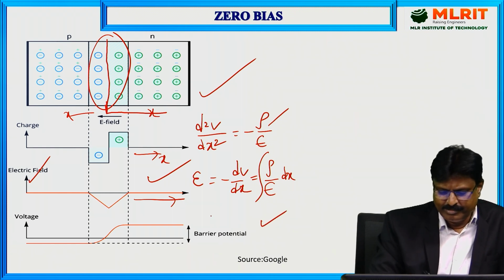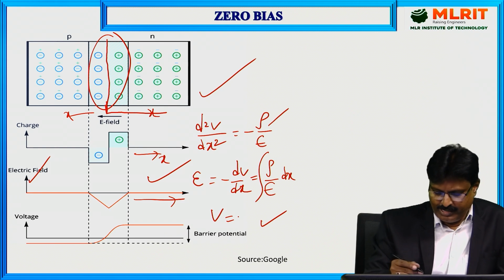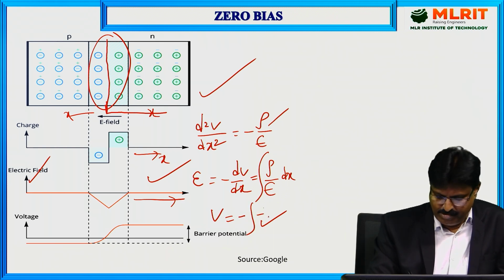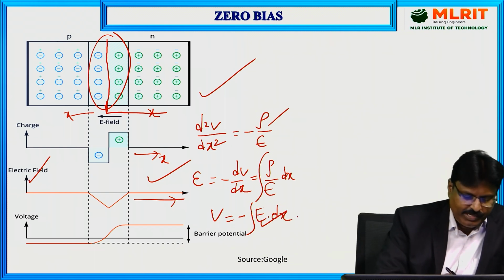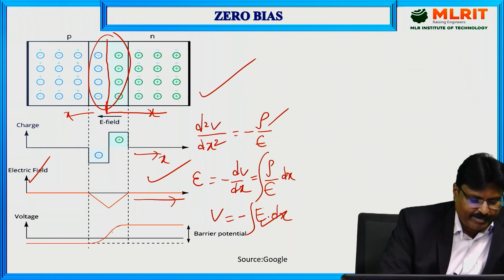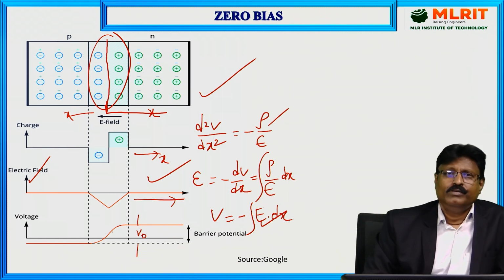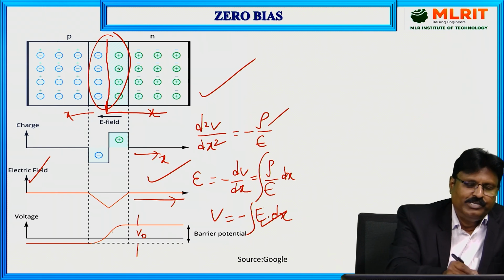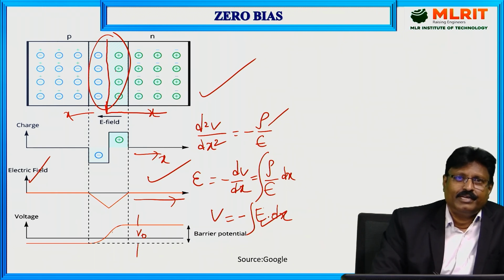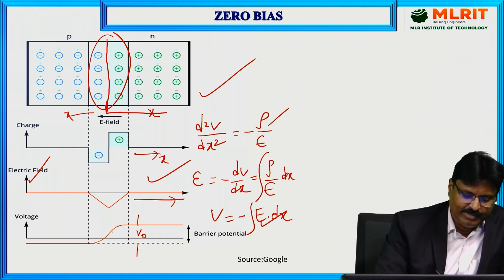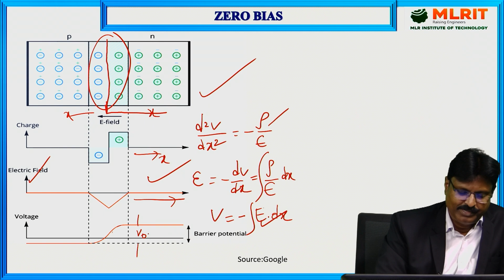And finally, the electrostatic potential equation I am writing here: V is equal to minus integral E dx. As you can see here, a potential barrier is created. This is represented by its height. Height is represented in terms of voltage, V naught. So whenever a charge is created, finally we can see a potential barrier is created with some height, represented in volts as V naught.